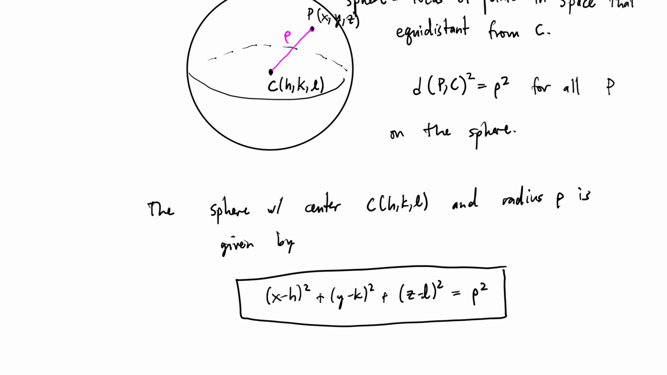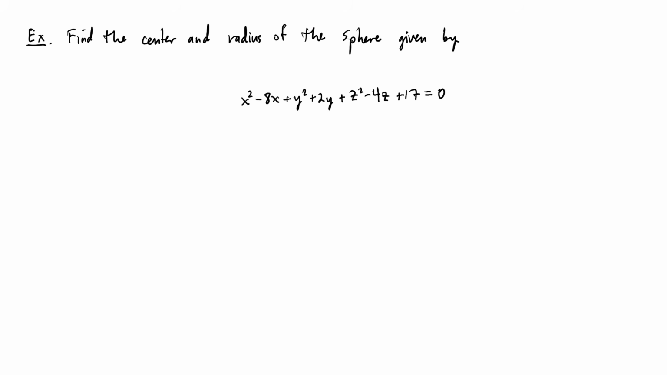All right, well, let's use this formula. Here's an example. We want to find the center and the radius of the sphere given by this formula. So this says x squared minus 8x plus y squared plus 2y plus z squared minus 4z plus 17 equals 0. This does not look like the form that we just wrote down, right? This looks a little bit different. So what do we have to do? Well, we have to get it in that form.